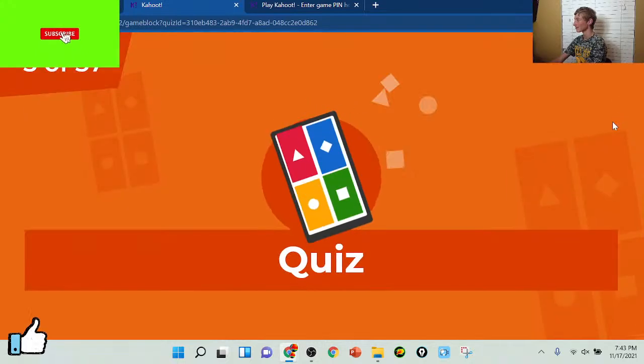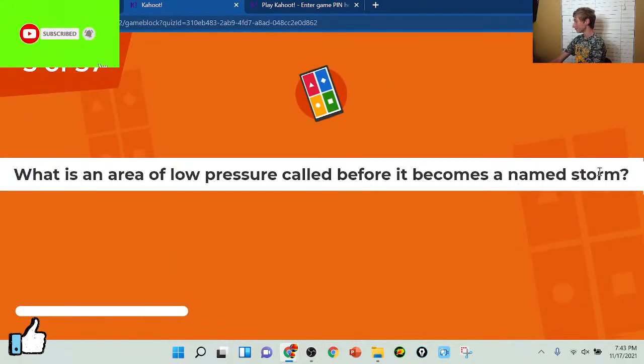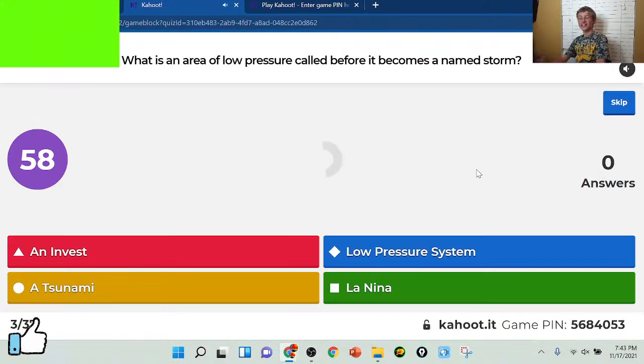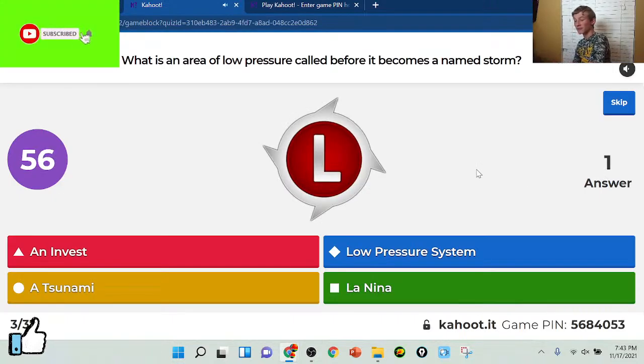Okay. Oh, your game froze? Oh no. What is an area of low pressure called before it becomes a named storm? Is it an invest, a tsunami, a low pressure system, or is it a La Nina?